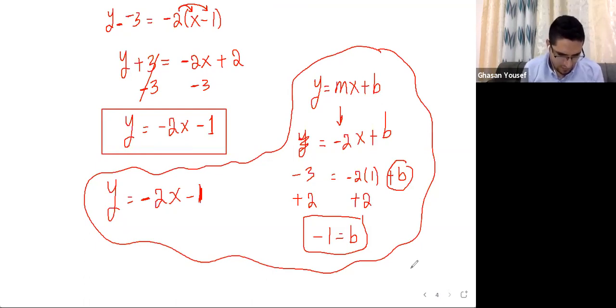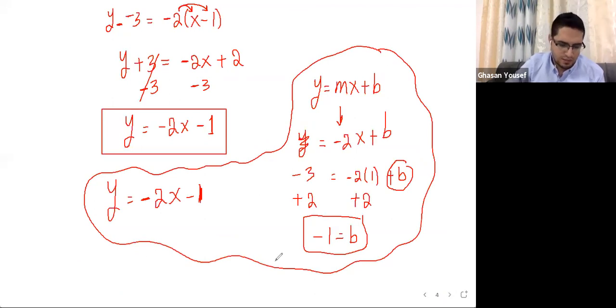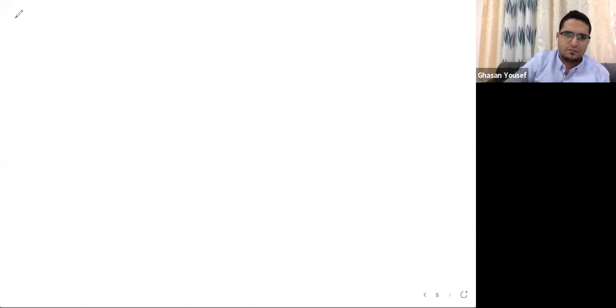Okay, now the second example is: sketch the line with m equal to -2 and the point. This is part two of this example. The first part is find the equation of the line. This is the first part. Now the second part, number two, sketch the line.